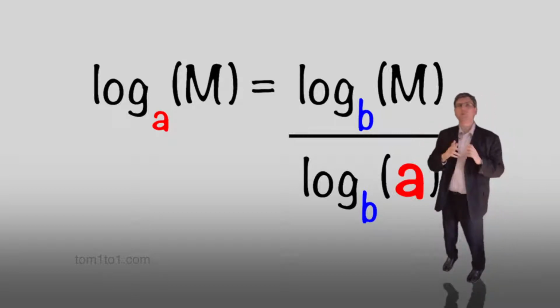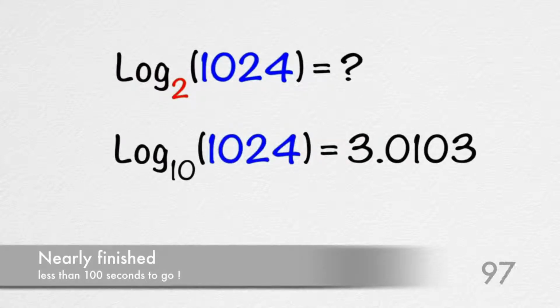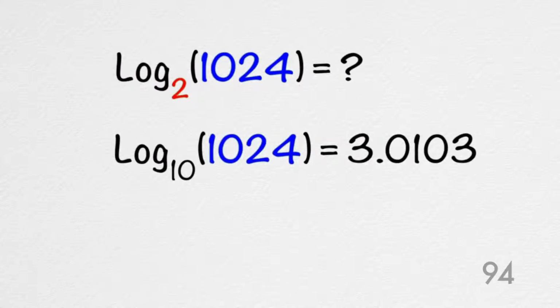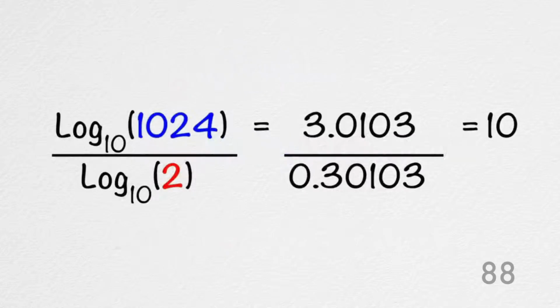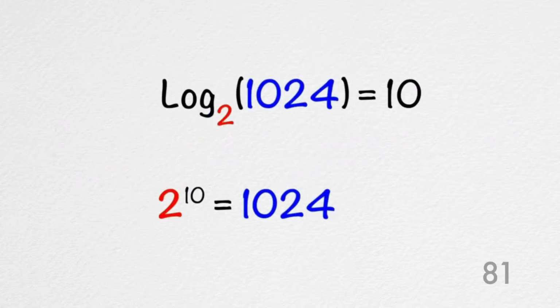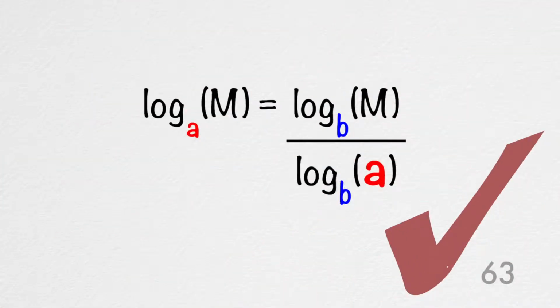Okay, so now let's put some numbers in for those. Let's start off with log to the base 2 of 1024. Well, log to the base 10 of 1024 is 3.0103, and log to the base 10 of 2 is 0.30103, and if we divide one by the other, then we get 10. So log to the base 2 of 1024 is 10. And we can check that because 2 to the power of 10 is indeed 1024. That demonstrates that log to the base a of m equals log to the base b of m divided by log to the base b of a.